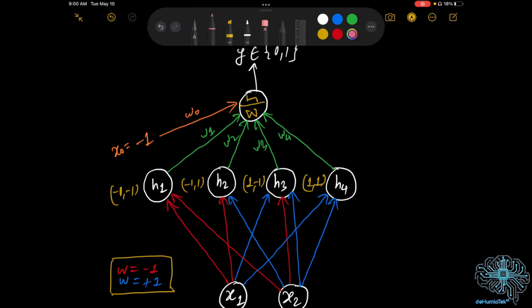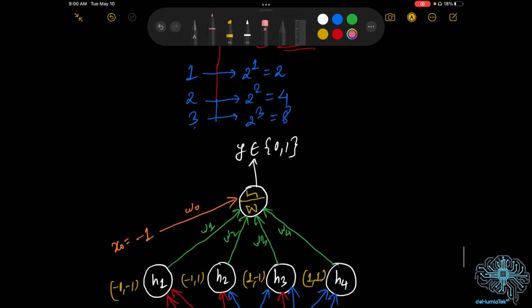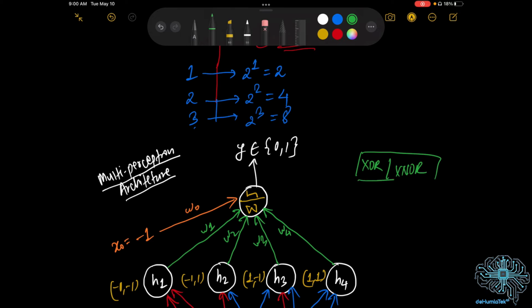Let's see the multi-perceptron architecture. And we're going to see how this is going to solve the problem for XOR or XNOR. For now, we'll just say XOR. A similar strategy will be applied for XNOR as well.